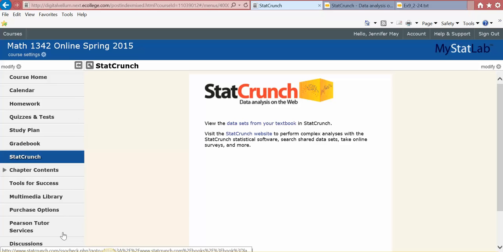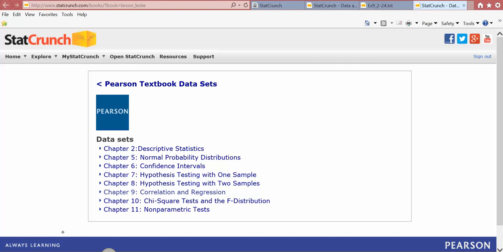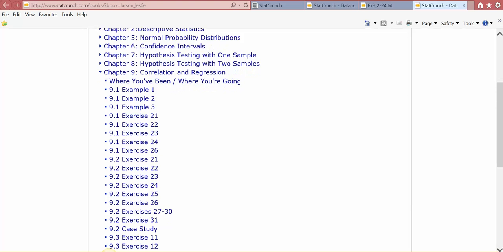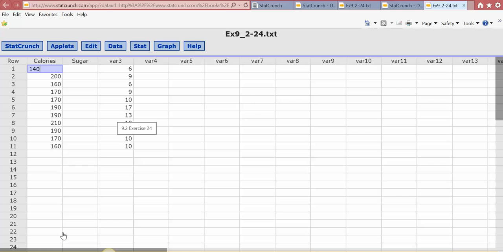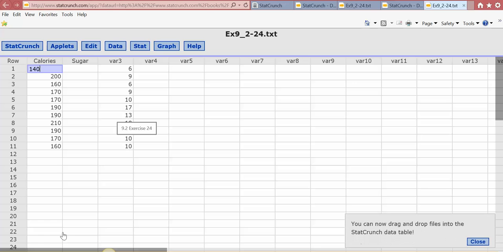Afterwards, I'm going to click Data Sets from your textbook and go to Chapter 9. I want 9.2, number 24. Now you'd actually have to look in the book. I think that this data is the calories from a particular cereal and the amount of sugar in the calories. It accidentally dumped all of the sugar values, however. You see right here, it dumped it in the wrong column, but we'll deal with it.